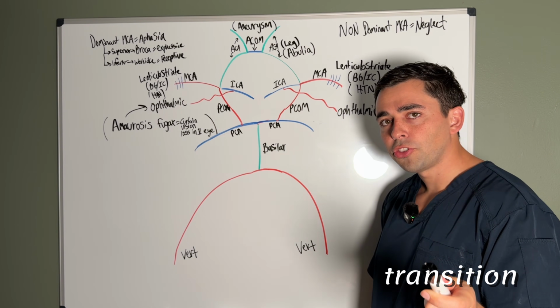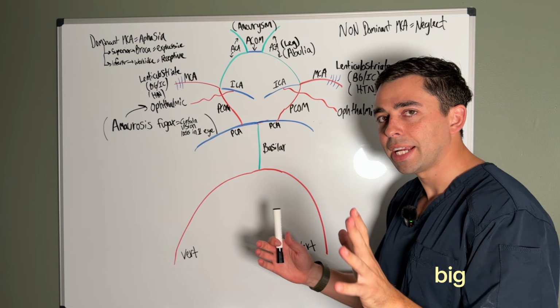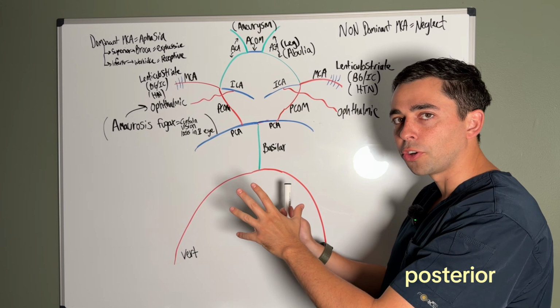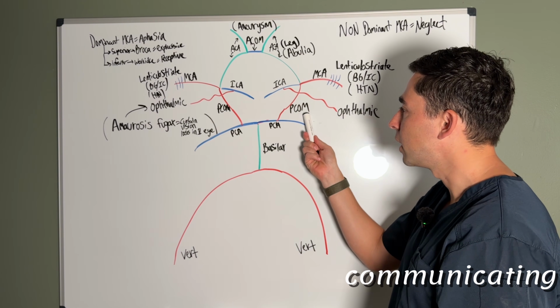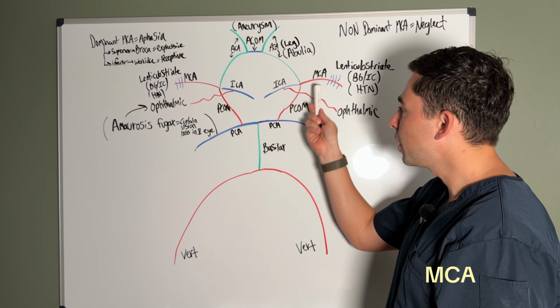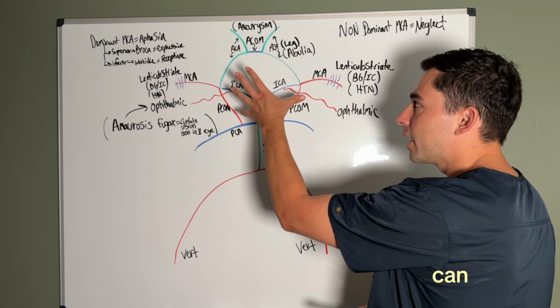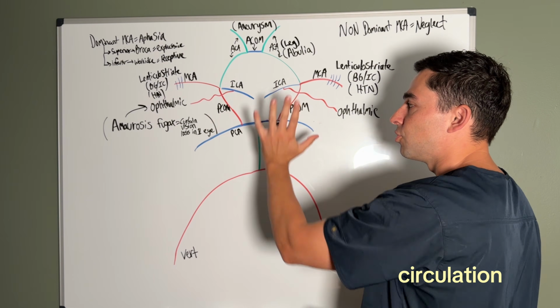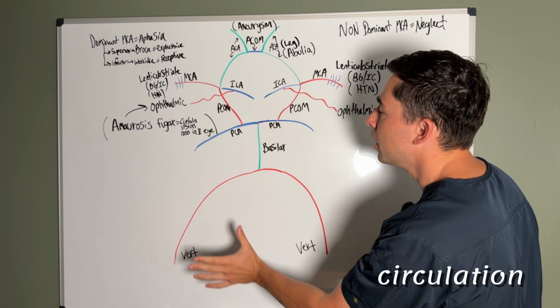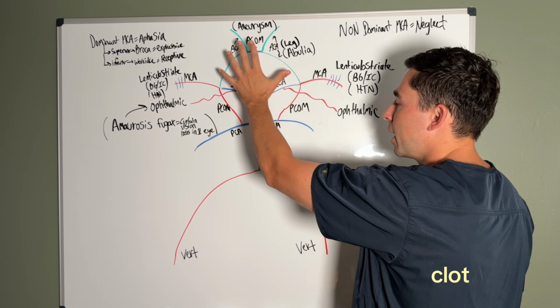All right, now let's transition to the posterior circulation. The big connector piece from the anterior to the posterior circulation is our posterior communicating artery. They run from the ICA, MCA down to the PCA, and they can provide collateral circulation, so they can allow your posterior circulation to help if there's an anterior clot and vice versa.